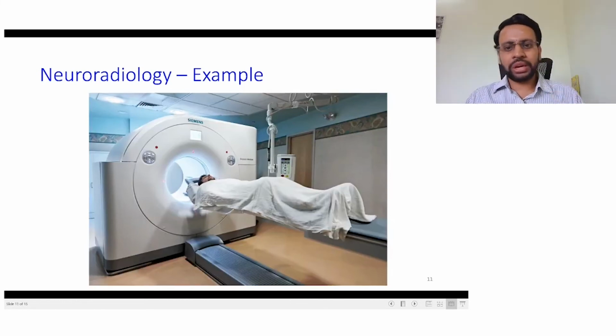This is for neuroradiology. I think a CT scan, where you obtain a 3D image of the brain, would also look very similar to that, but this is a neuroradiology example.